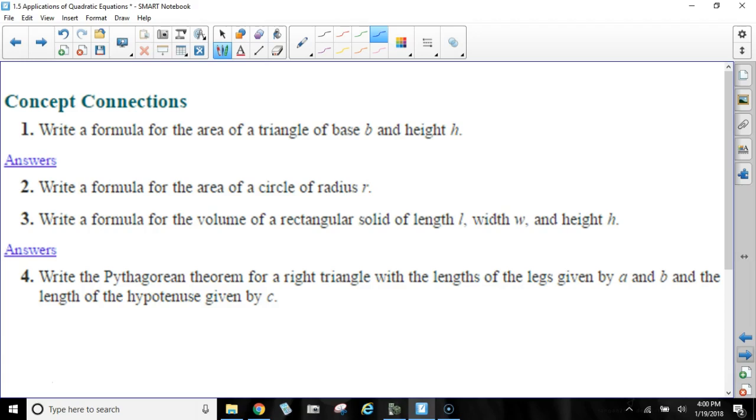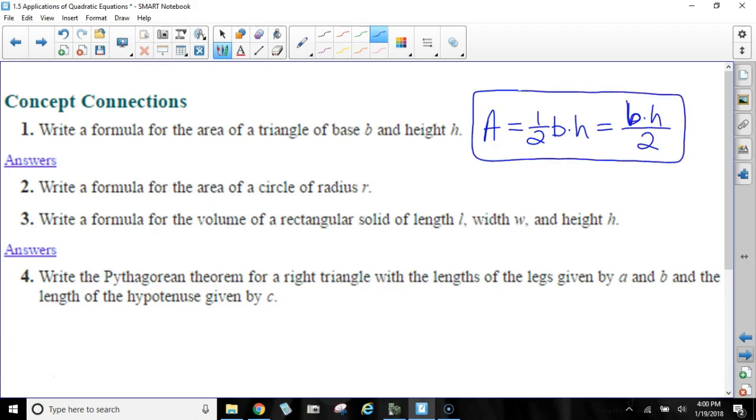with the concept connections. Number 1 says write a formula for the area of a triangle of base B and height H. Area of any triangle is 1/2 the base times the height. You could also express that as base times height divided by 2. It's a B right there, not a 6. That's how we would calculate the area of a triangle if you need it. The formula for an area of a circle, we may need these. Area of a circle is pi times the radius of the circle squared.